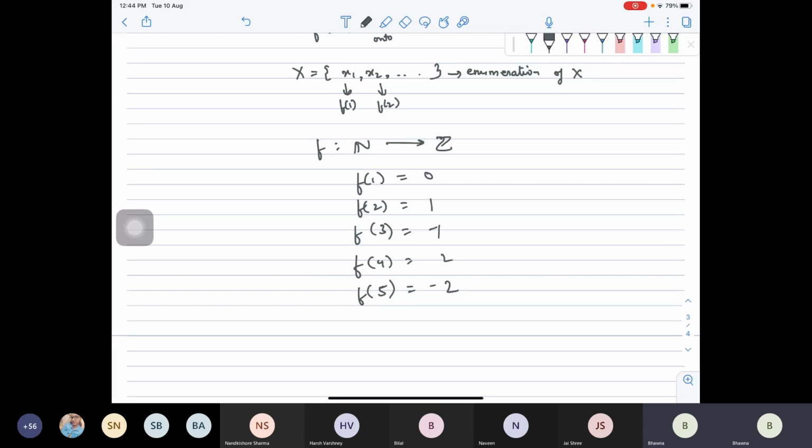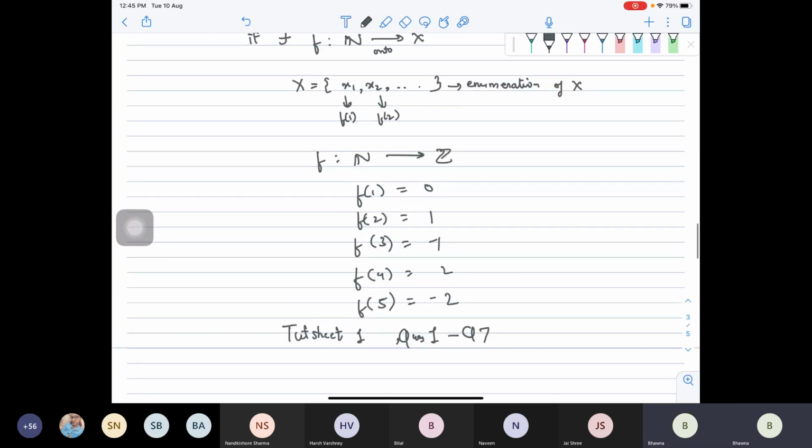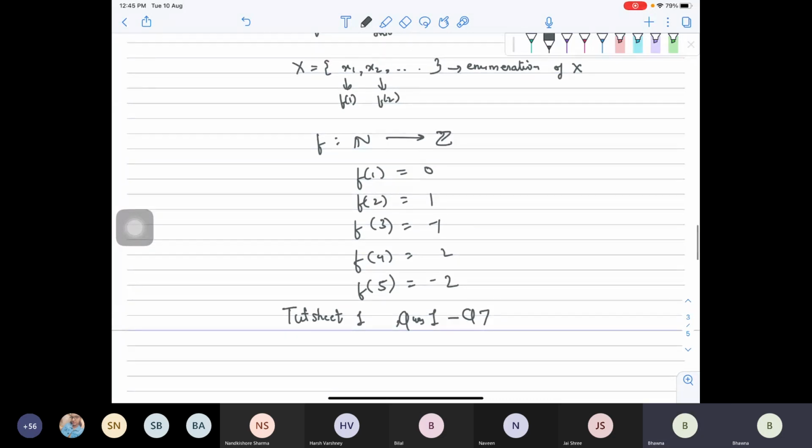Such types of questions, and more difficult ones, are in the tutorial sheet. I request you all to kindly go through questions 1 to 7 in tute sheet 1. They are all about whether a set is countable or not. In any case, if it is not countable, how will you show that it is not countable?